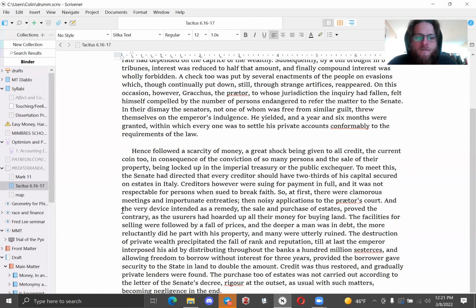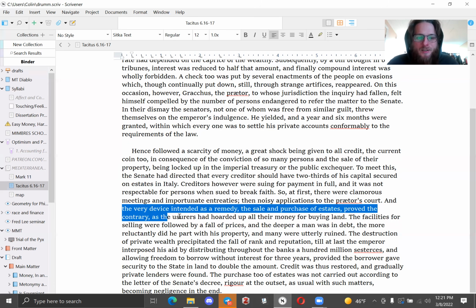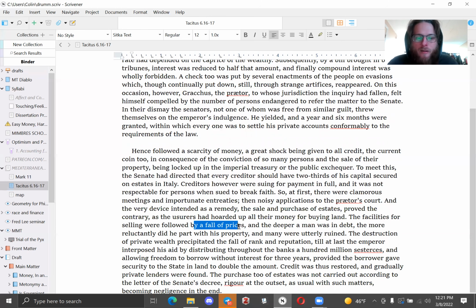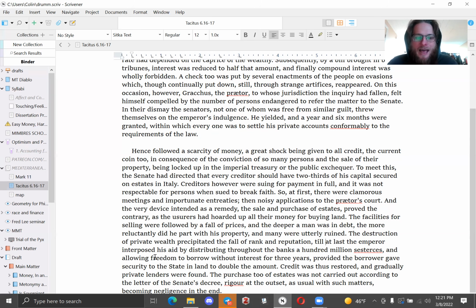And then the very device intended as a remedy, the sale and purchase of estates, proved the contrary, as the usurers had hoarded up all their money for buying land. The facilities for selling were followed by a fall in prices, and the deeper a man was in debt, the more reluctantly did he part with his property, and many were utterly ruined. The destruction of private wealth precipitated the fall in rank and reputation, till at last the emperor, Tiberius, came to their aid by distributing throughout the banks 100 million sesterces.